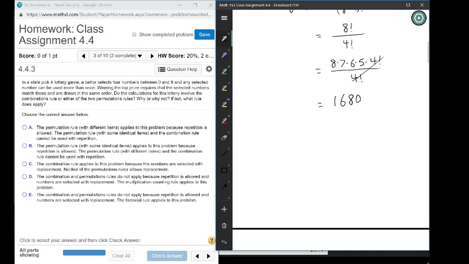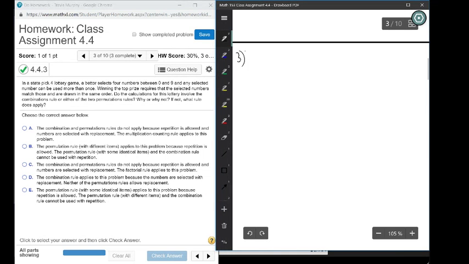All right, here's a word problem. In a state pick 4 lottery game, a bettor selects 4 numbers between 0 and 9, and any selected number can be used more than once. Winning the top prize requires that the selected numbers match those that are drawn in the same order. Do the calculations for this lottery involve the combinations rule or either of the two permutations rules? Why or why not? If not, what rule does apply?